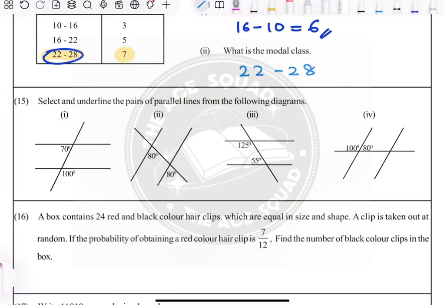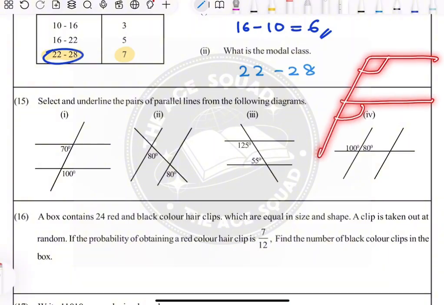Next question, select and underline the pairs of parallel lines from the following diagrams. So you know there are 3 types of angles related to parallel lines. Number 1, we have corresponding angles. So corresponding angles basically look like an F shape. That is, the angle here would be equal to the angle here. So these are 2 parallel lines. And this angle would be equal to this angle. We simply call this the F shape angle.